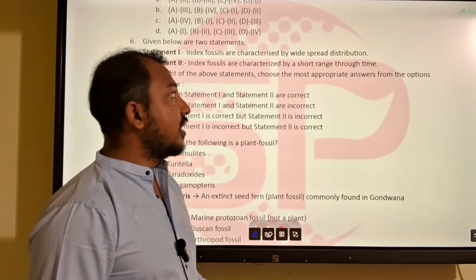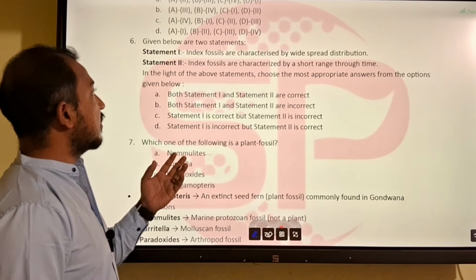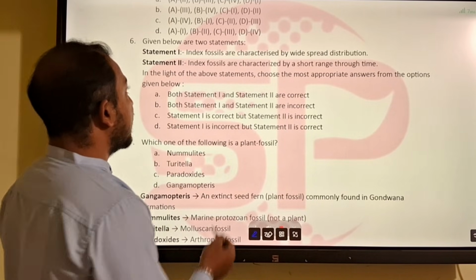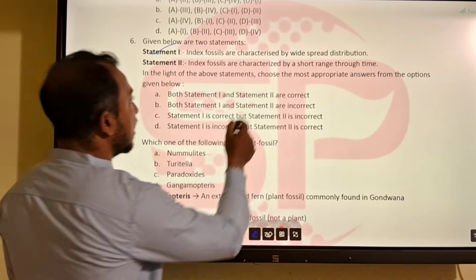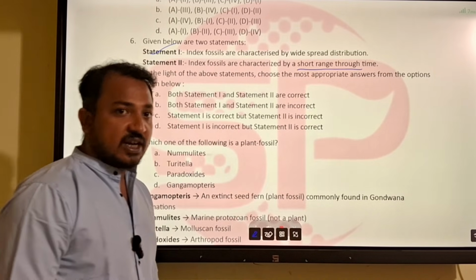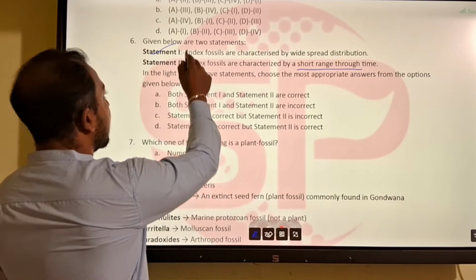The next question is about the index fossil that we have discussed. Index fossils are characterized by widespread distribution. Obviously, it is correct; that is the main characteristic of index fossils. And index fossils are characterized by short range through time. They have a very short stratigraphic range, so that's why they are considered index fossils.